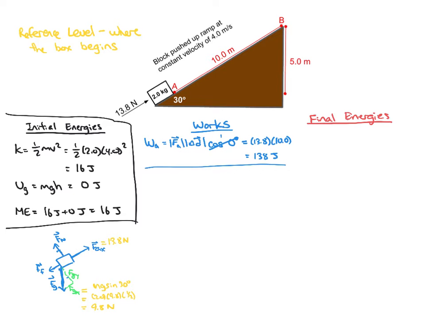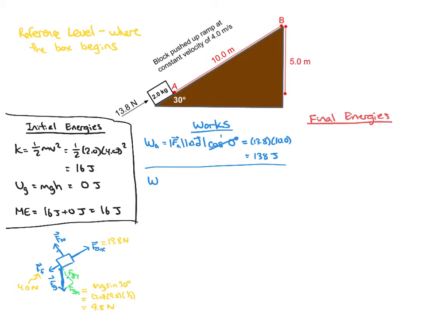And that actually means that I can figure out the value for friction. Because it's constant velocity, forces have to balance. Friction is going to have to end up being the difference between 13.8 and 9.8, which would be 4 newtons. Okay, so now I'm ready to calculate the work done by friction.